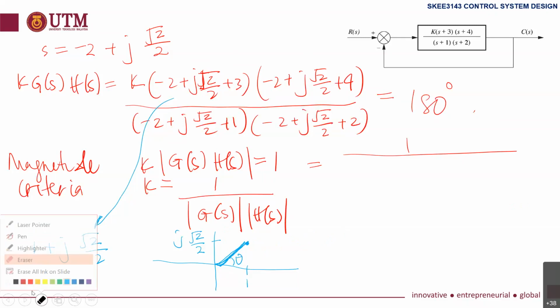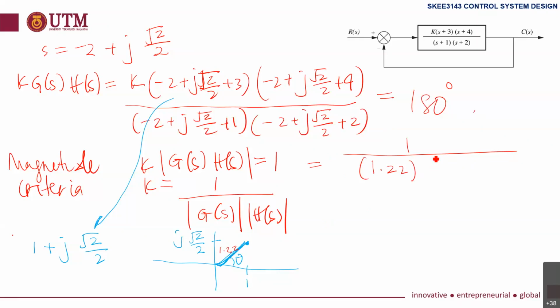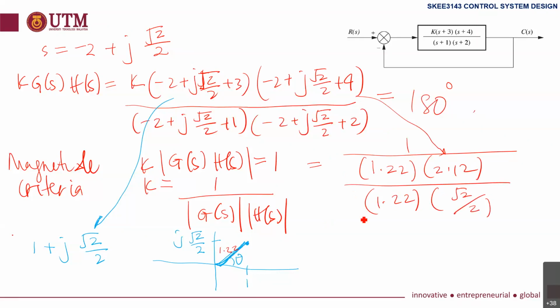I've done it. We get for this one equal to 1.22. Magnitude here is 1.22. This is the first one. The second one is 2.12, referring to this. Then 1.22, the same, root 2 over 2. If you solve, you get 0.33.